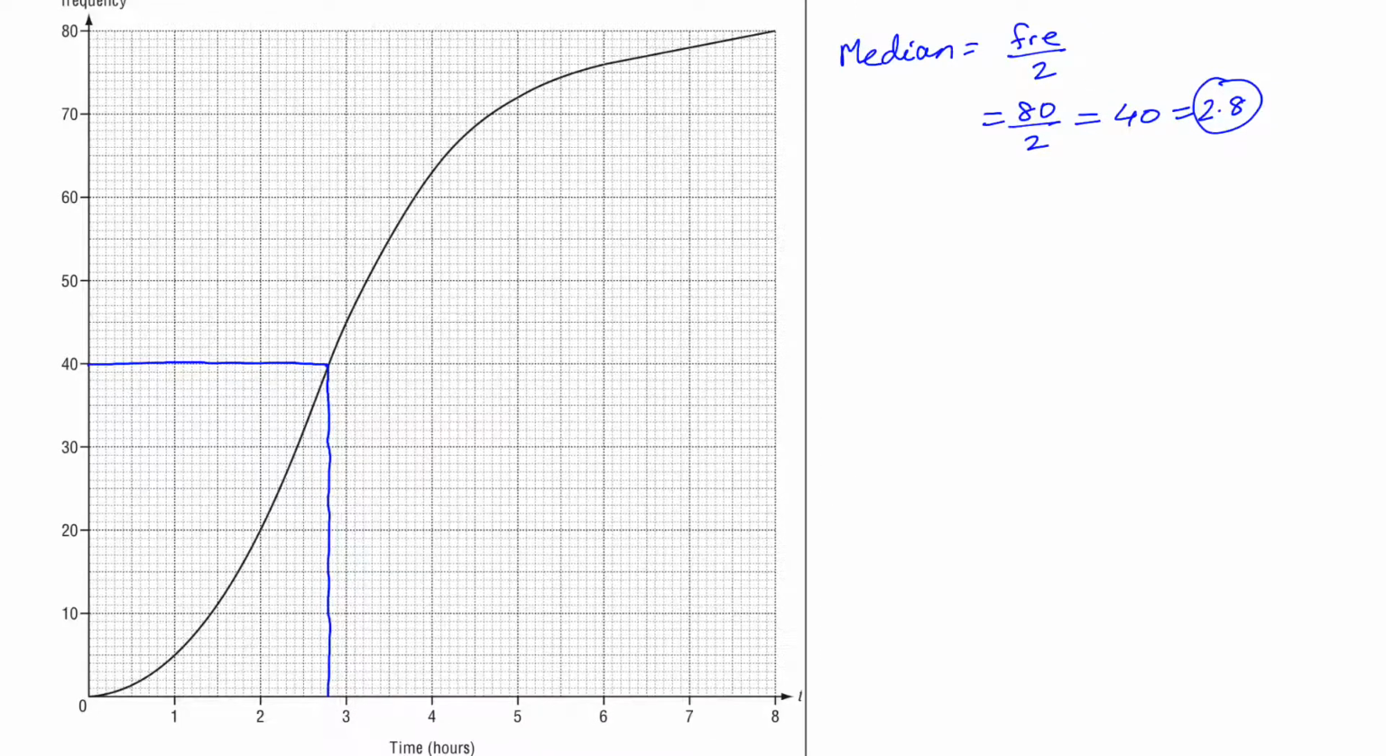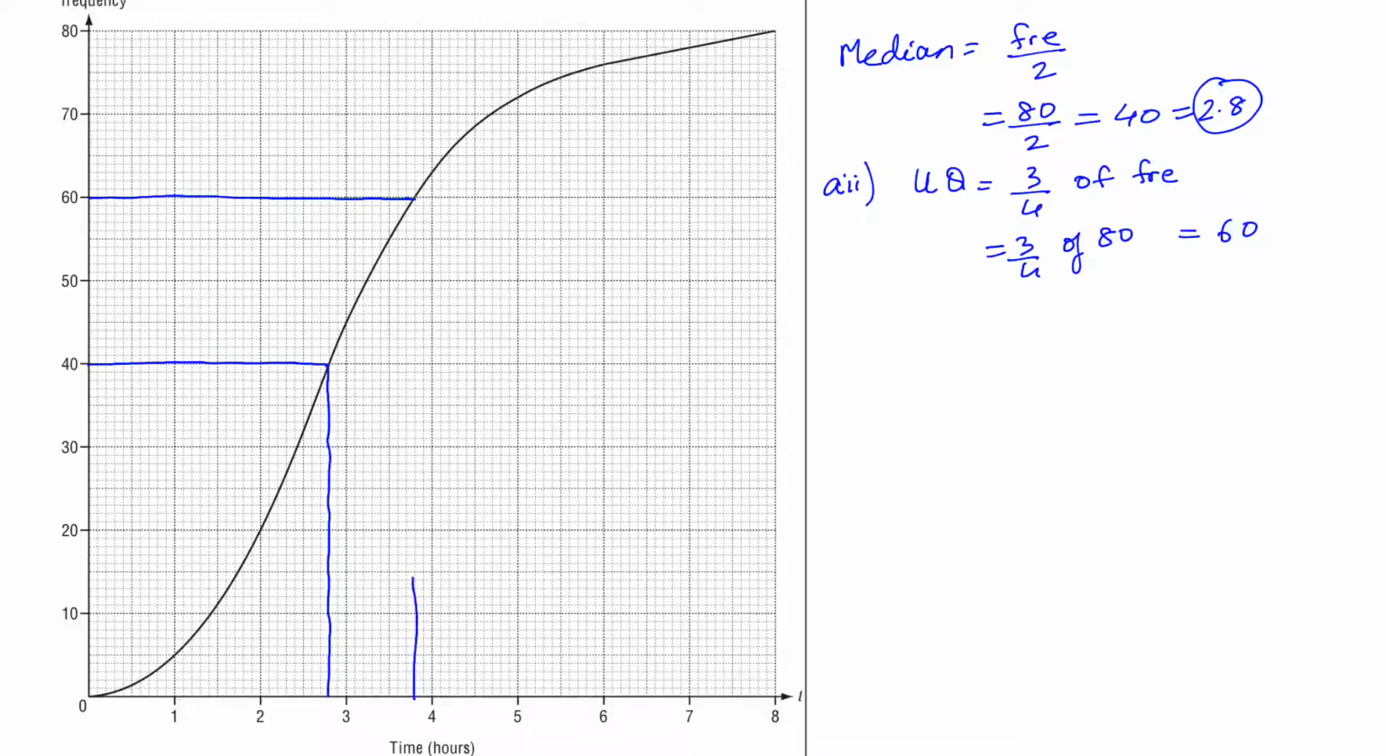In A2, we are supposed to find the upper quartile. To find the upper quartile, we will do 3/4 of the frequency. That will again give us the position. We will look at the x-axis and get the answer. So 3/4 of 80 will give us 60. 60 is here, and the corresponding x value is 3.8. So 3.8 is your upper quartile.